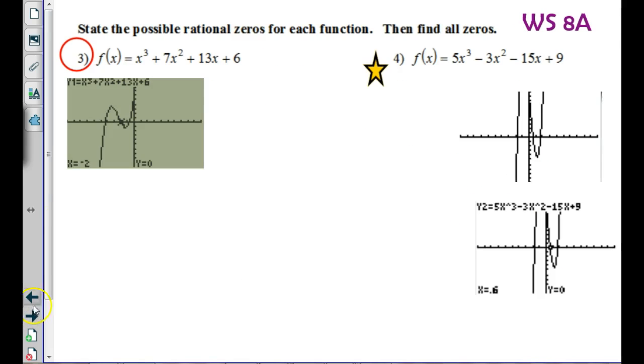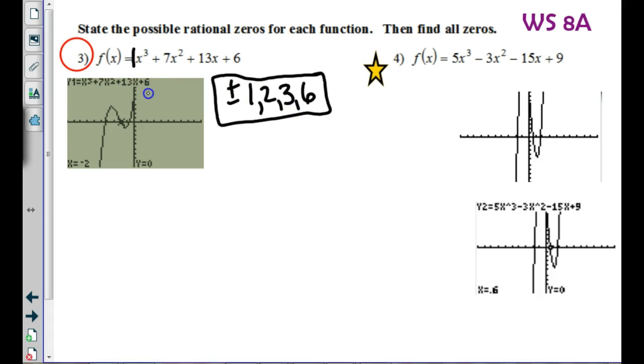Okay. Number 3, I was going to do together with you. Number 4 is homework. Number 3 says list them all. What are all the factors of 6 over 1, guys? 1, 2, 3, and 6 in any order is fine. Why don't I have any fractions on my list?